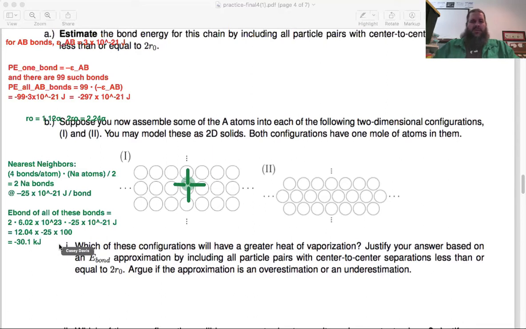And those aren't the only bonds we want to consider, though, because it says all the bonds with center-to-center separations less than or equal to 2 R naught. So what other bonds do we need to consider here?